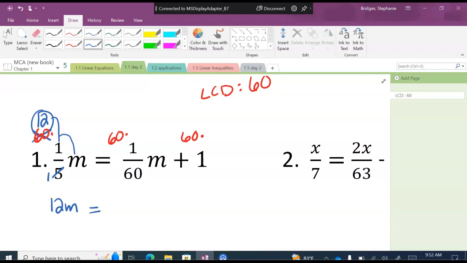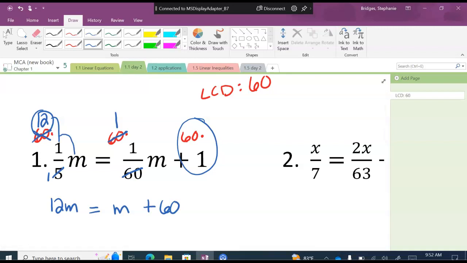Very good. All right, if I do 60 times 1/60th, or asking yourself a different question, how many times does 60 go into 60? Once, so that one cancels. That turns to 1. We multiply, and that just gives us 1m. And then we can't forget, even though that's not a fraction, it still has to be multiplied to keep my equation the same. So 1 times 60 is going to give me 60. Now we have an equation with no fractions that we can continue to solve.